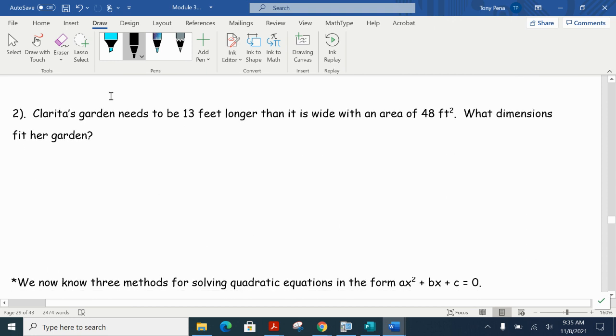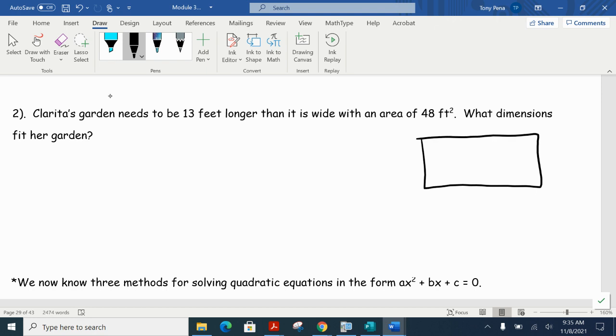So now we have Clarita. Her garden needs to be 13 feet longer than it is wide. So again, let's sketch in a rectangle. This is your length. This is your width. The overall area that it's covering up is 48 feet squared. And in this case, well, let's start with this. Our length times our width will give us our area. That's the area of a rectangle you've known for many years now. We know what the area is. That's given to us right here. So we're going to put 48 on the right-hand side.